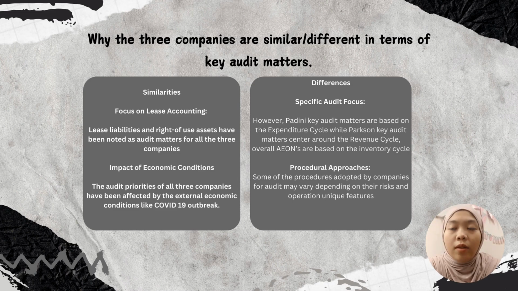The differences of these three companies: first, PADINI emphasizes the expenditure cycle, prioritizing cost control; PARKSON concentrates on the revenue cycle, managing high transaction volume; and AEON by 2023 shifts to macroeconomic risk, aligning with broader strategy and sustainability goals. That's all from me.